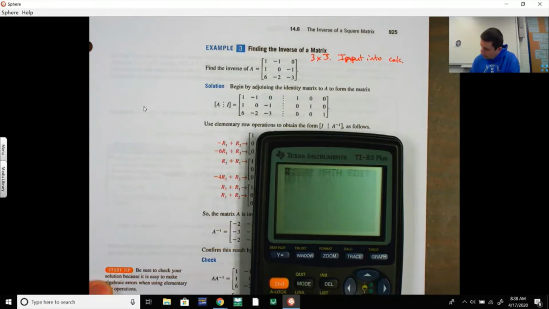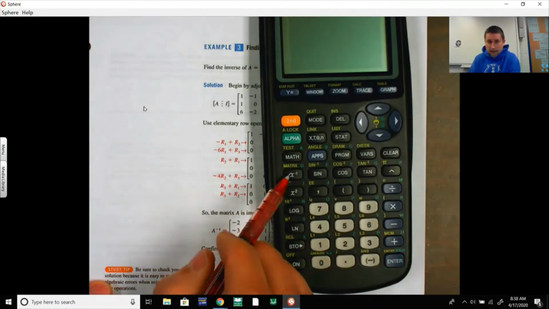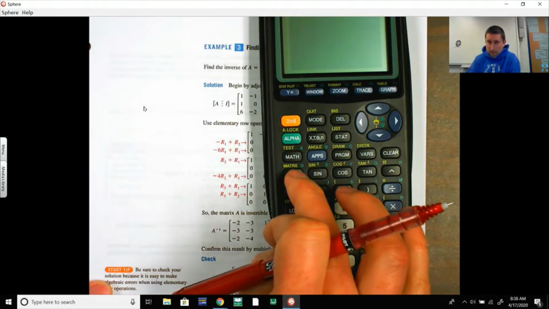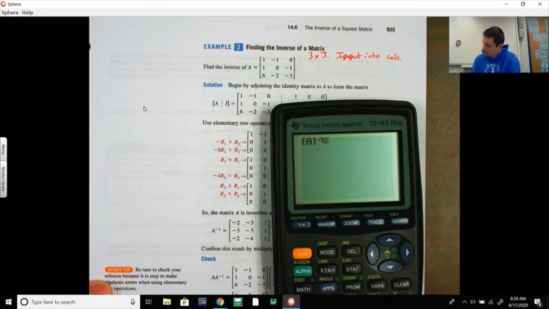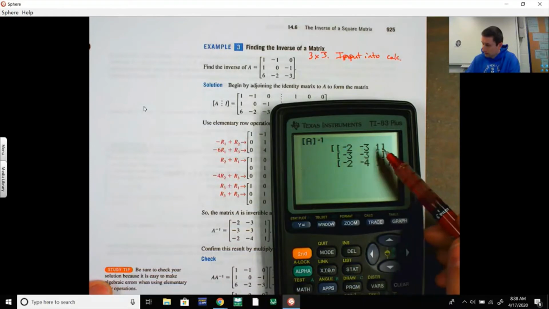I'm going to go back to my matrix, select matrix A, and then there's that x to the negative 1. That is your inverse button. So I'm just going to push that button right there, and it's going to look like A to the negative 1. And there you have it. There's your inverse matrix: negative 2, negative 3, 1, negative 3, negative 3, 1, negative 2, negative 4, 1.